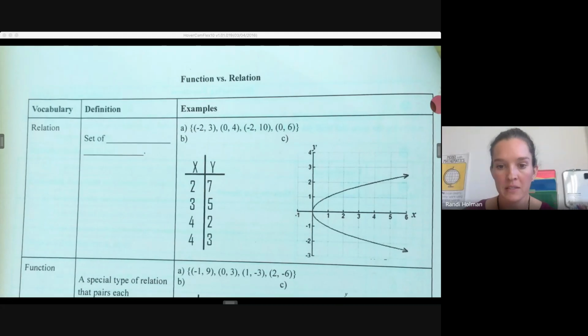Welcome. In this video, we're going to be looking at functions and relations. So let's start off by looking at what is a relation.